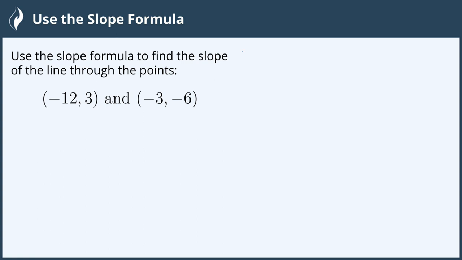The slope formula is m equals y sub 2 minus y sub 1 over x sub 2 minus x sub 1, meaning we're finding the rise over the run, and the letter m is just the variable we use to represent slope. But since the slope is the same all over the line, we can define our points as 1 and 2 in any fashion we want.